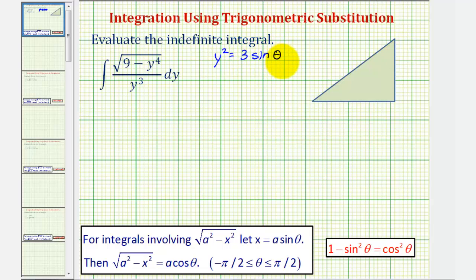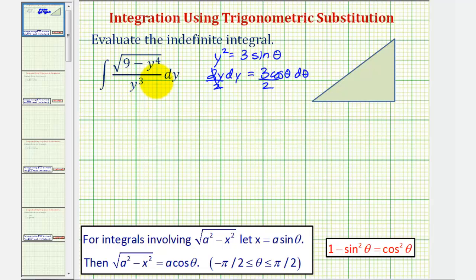And now we'll find differential y. The derivative of y squared with respect to y would be 2y, so we have 2y dy equals, the derivative of 3 sine theta would be 3 cosine theta, so we have 3 cosine theta d theta. Let's go ahead and solve this for y dy by dividing both sides by 2. Now notice how we have y dy here, but we don't have y dy as part of our integral. So we'll deal with that in just a moment.